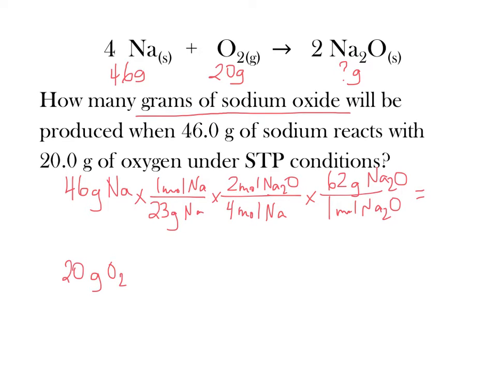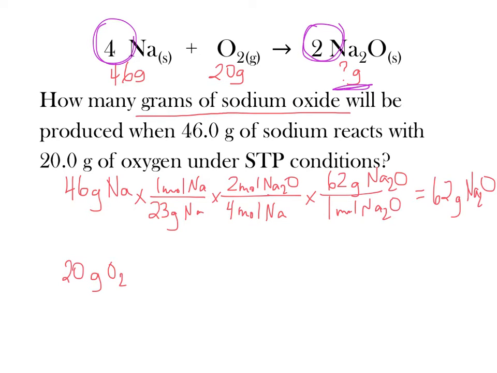The place where I got the 62 and the 23 came off the periodic table. I got the 2 and the 4 from the balanced equation. And the reason why I'm trying to find Na2O is because that's where my question mark is. And otherwise I'm just going to solve, and I end up with 62 grams Na2O. So let's do the exact same thing with oxygen.